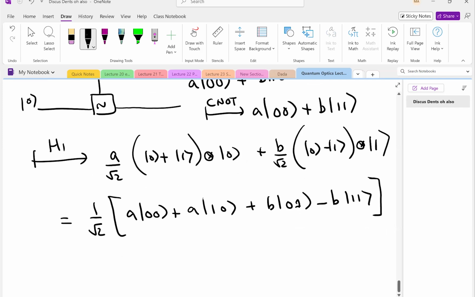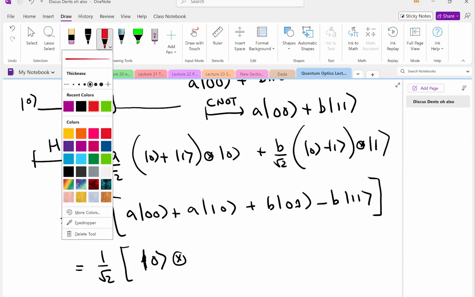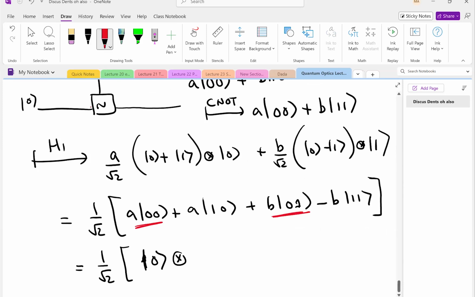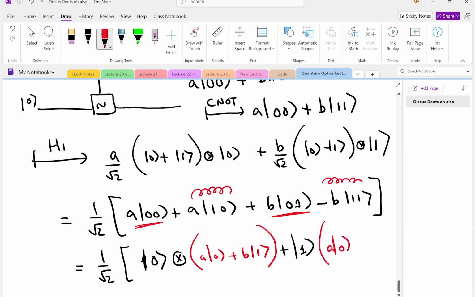Now this I can write as 1 over root 2, ket 0 tensored with, so I take this term and this term, (A ket 0 plus B ket 1), plus ket 1, and I take this term and this term together, (A ket 0 minus B ket 1).